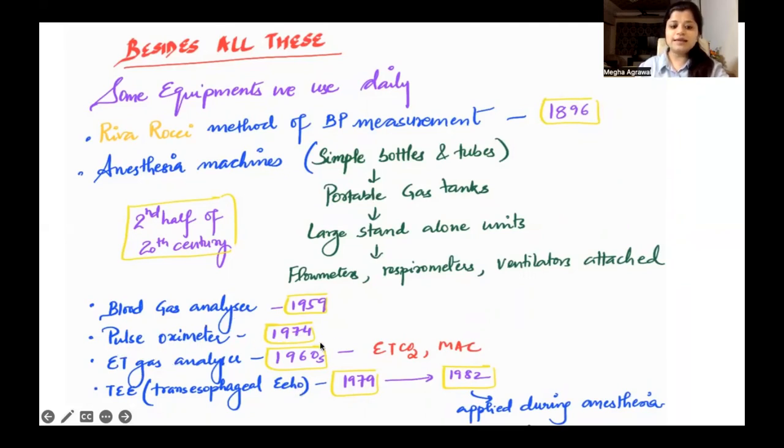And then there is the pulse oximeter, and in 1974, the end tidal gas analyzer. It was introduced in the 1960s. It measures end tidal carbon dioxide and MAC. And then there is the sophisticated transesophageal echo. It was introduced in 1982, and it is used today also.